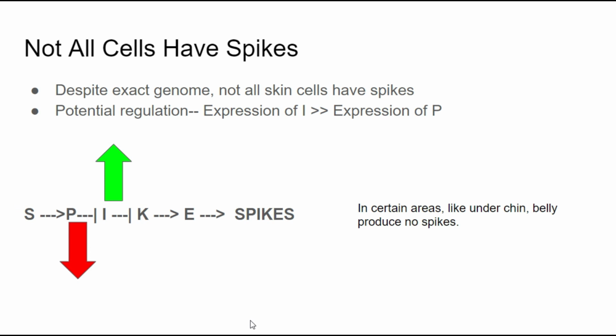So we could hypothesize and say, for example, under the belly of the dragon it doesn't produce spikes, and maybe the I gene is expressed greater in this area, resulting in no spikes being produced there, versus on the back where it's balanced and we have this normal production of the wild type of spikes being produced.